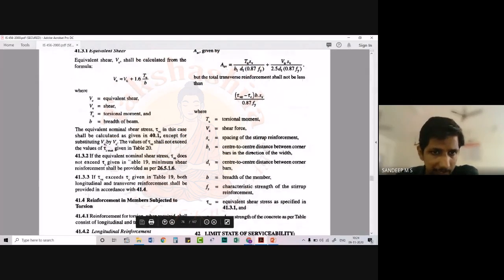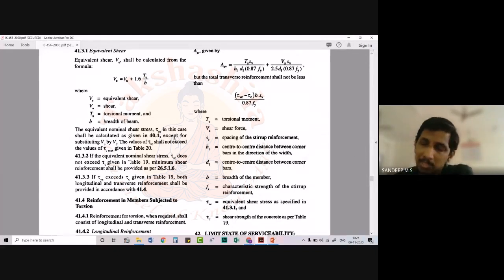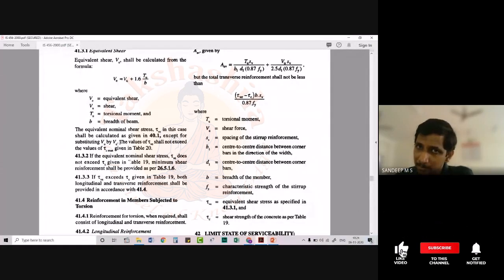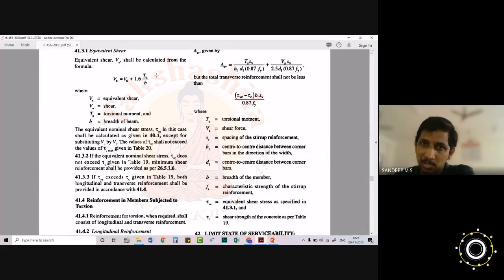Then what else is given here? The equivalent nominal shear stress tau VE in this case shall be calculated as given in 40.1, except for substituting VU by VE. That is the same thing what we have done for calculation of shear. Only thing is that instead of VU, there we have used tau V is equal to VU by bd. But instead of that, here we have to substitute VE for VU. That's the only difference, and VE should be calculated like this: the normal shear force plus 1.6 times TU by B. The value of tau V shall not exceed the value of tau C max given in the table, and other things remain exactly the same. There is no difference.